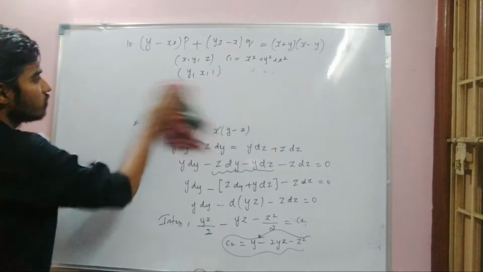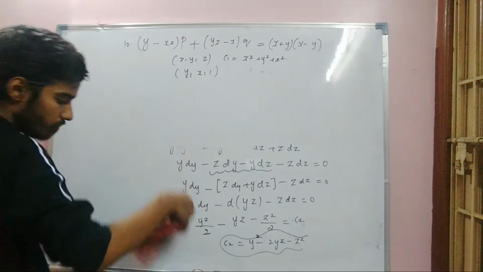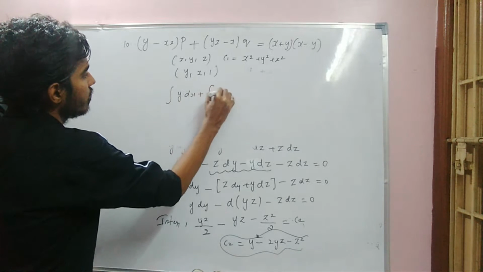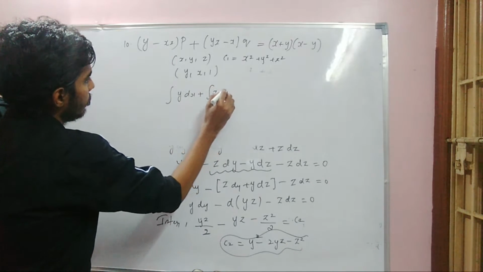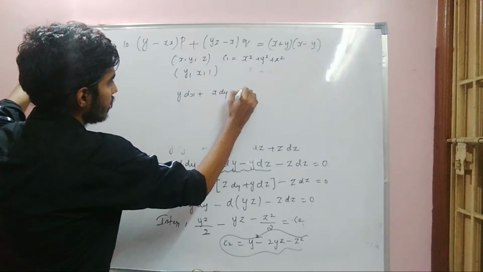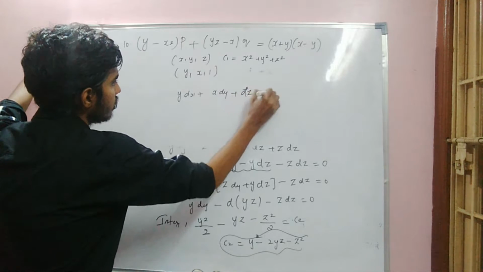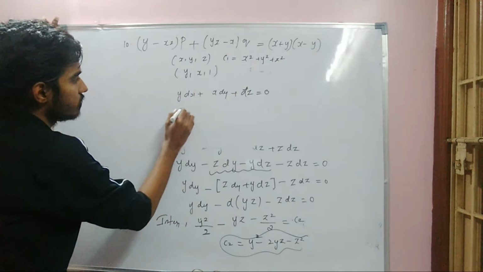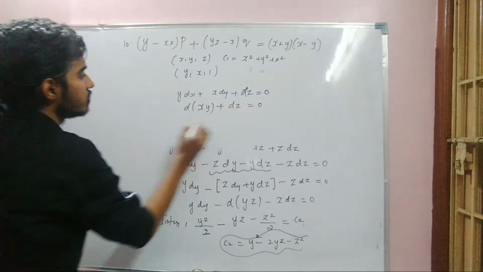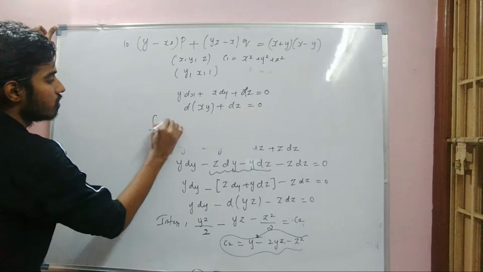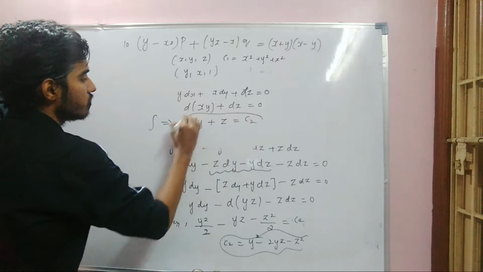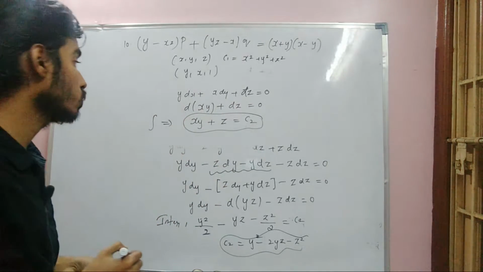Now if I choose the multiplier y comma x comma 1, our solution will be integral y dx, integral x dy. y dx plus x dy plus dz equal to 0. Integration of this, I can write the first two terms as d of xy, plus dz is equal to 0. Now if I integrate this, we have xy, and here we have only z equal to c2. So our c2 will be xy plus z.